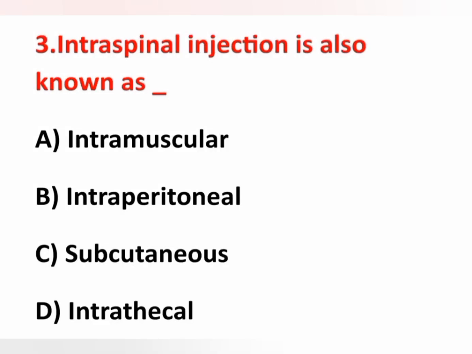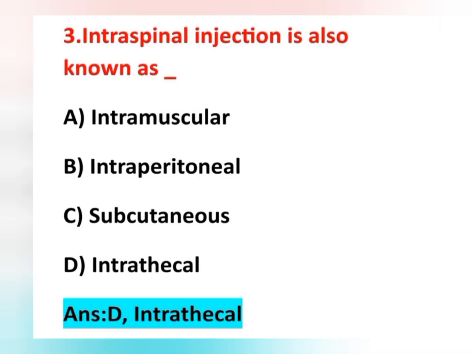Next question, the third question: intraspinal injection is also known as. Options are option A intramuscular injection, option B intraperitoneal injection, option C subcutaneous injection, option D intrathecal injection. So here intraspinal injection is also known as intrathecal, option D is correct. Injections given into the spinal cavity are called intrathecal or intraspinal.